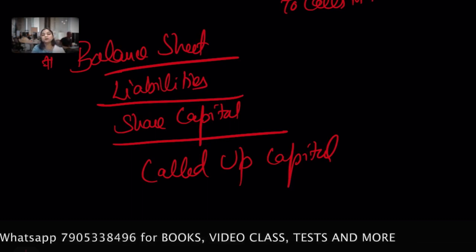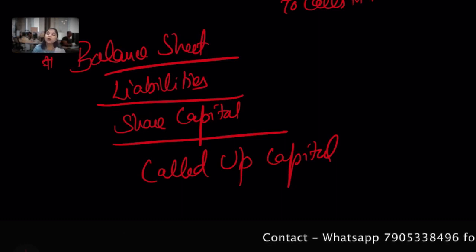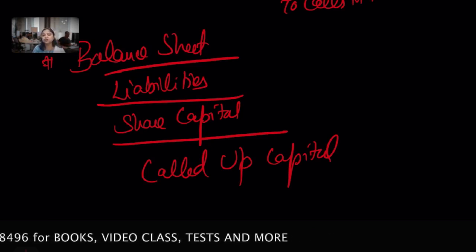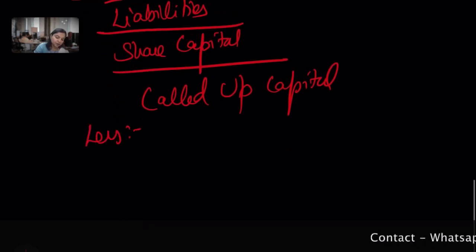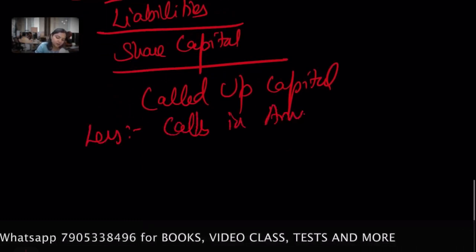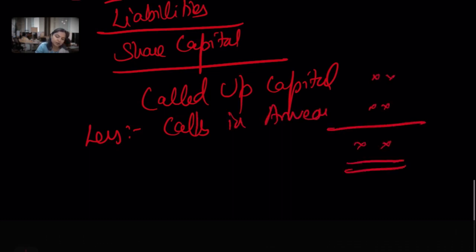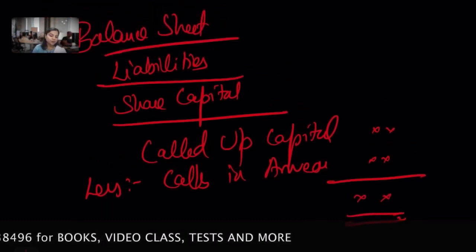So it is shown in the balance sheet until these particular shares are either repaid or forfeited. Until and unless it's an arrear, it should be shown as calls in arrear. Called up: I called you but you failed. Calls in arrear. I hope you people are satisfied. Okay, calls in arrear.